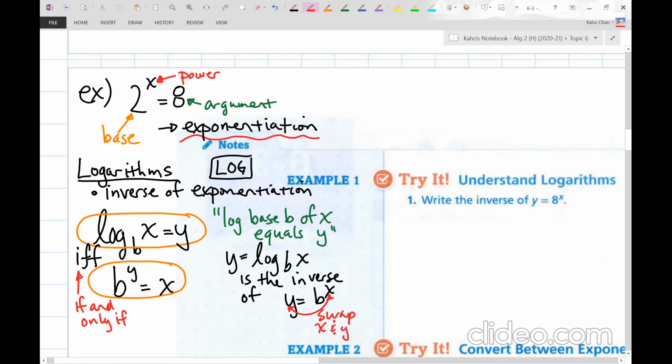Okay? All right. So let's try some of those conversions right now between log form and exponential form. So I'll be saying that a few times. You just have to get used to this. It's called log form, and this is called exponential form. And we just convert between the two.